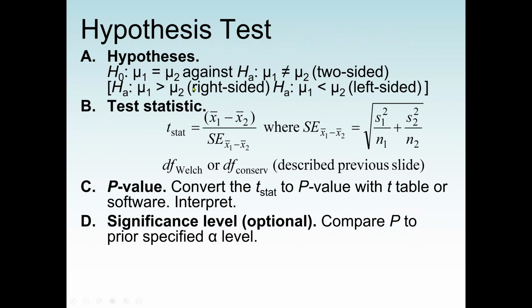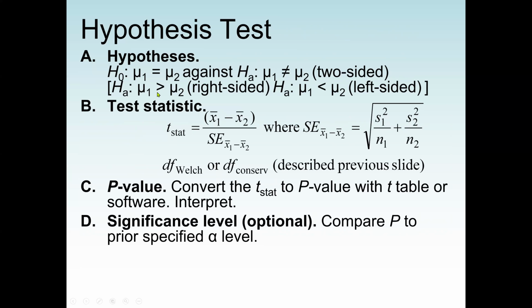So next we move to hypothesis testing. And the process again is the same. First we state our hypotheses, the H0 and HA. Then we do our test statistic. We find the p-value. We compare it to the significance level. And we make our final decision.